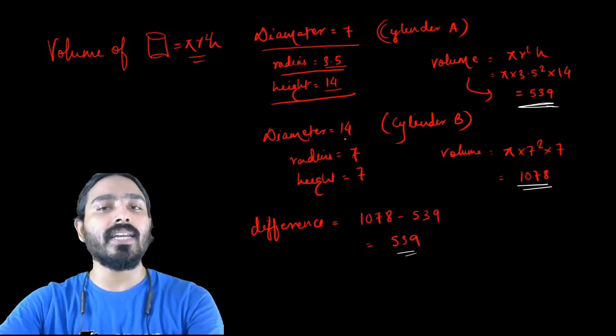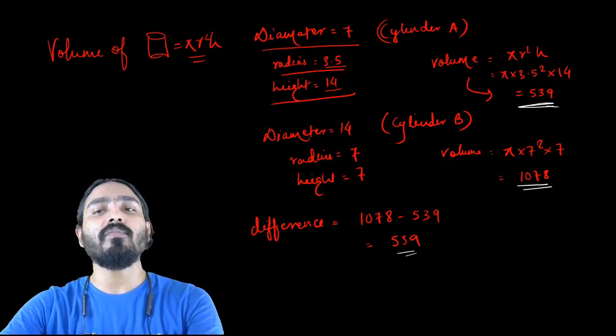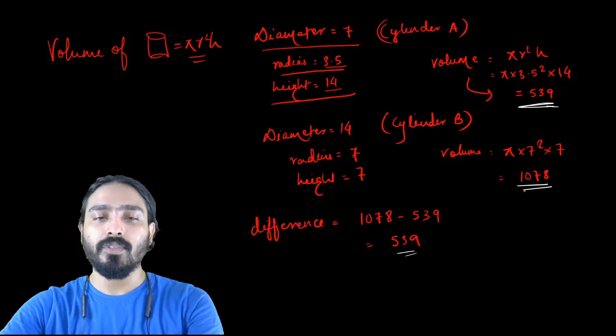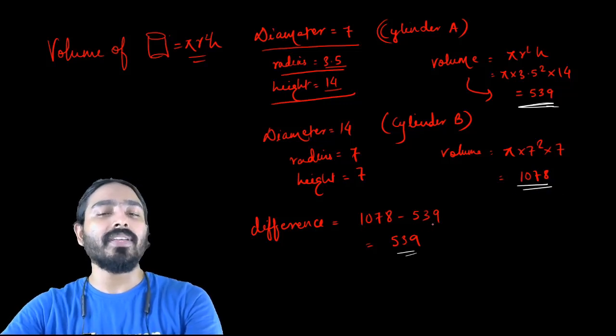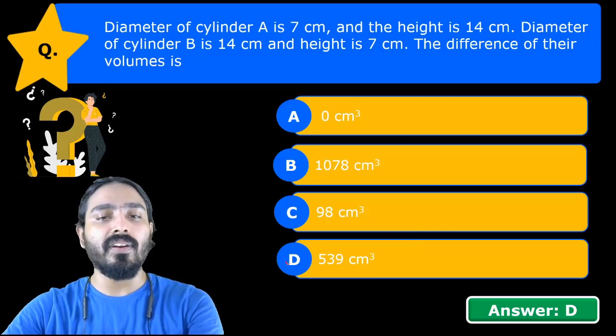Similarly, the diameter of cylinder B is 14, the radius will become 7, and the height is also 7. So what will be the volume? It will be 1078. So the difference will be 1078 minus 539, that is 539. So yes, 539 will be the answer.